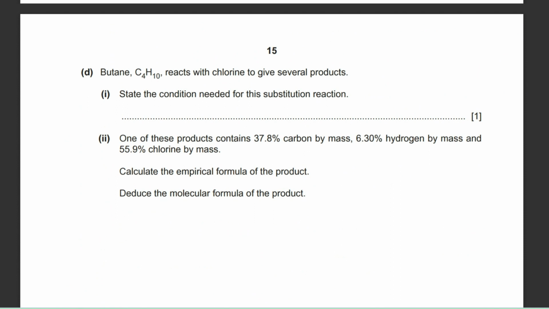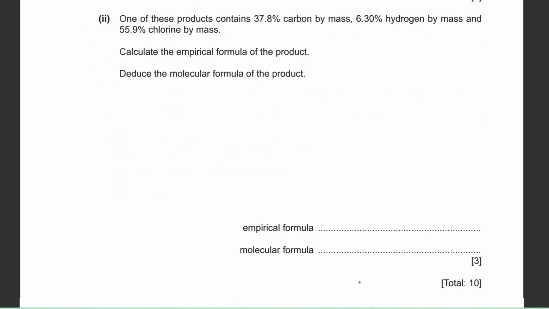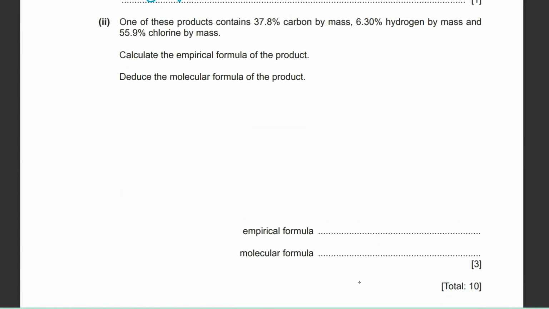So butane here reacts with chlorine to give several products. So the conditions needed for the substitution reaction: butane C4H10, for it to undergo substitution, needs to undergo a free radical reaction. So here we need UV for this to form the free radical of chlorine.